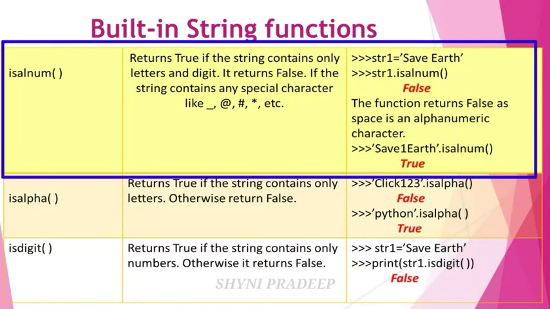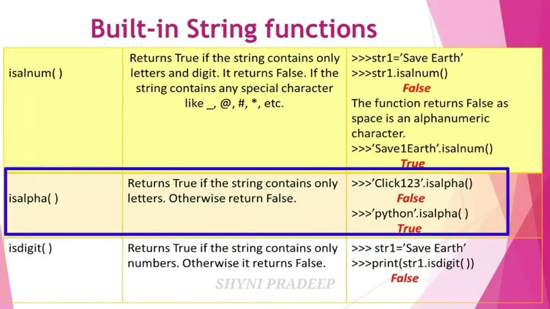String 1 is equal to "save earth". See here, it returns the result false. Why? Between save and earth, a space is given. Okay, space is not an alphanumeric character, so it will not be allowed, so it returns false. See, "save1earth", is this true or false? True, because it has letters and digits.